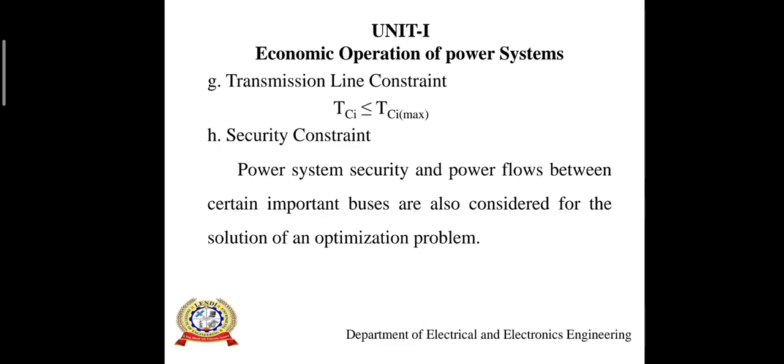Now the final one is the security constraint. For power system security, power flows between certain important buses are also considered for the solution of an optimization problem. When a large system is under study, the network security is maintained such that the computation is made with the outage of one branch at one time, and then the computation of a group of branches or units at another time.